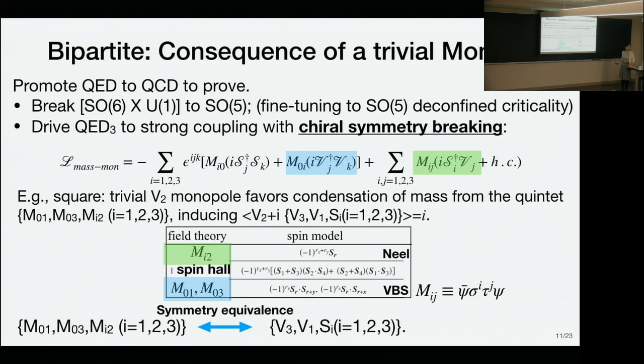Sorry, please explain again how it breaks to SO5. So the singlet breaks to U1, but how do you break to SO5? This, as we say, the 6 monopoles form a 6-dimensional vector representation of the SO6. Yeah. This is not the singlet one. Yeah, if there is a singlet one, namely the symmetry can be embedded into SO5, the remaining SO5.